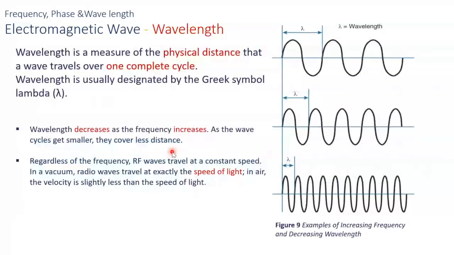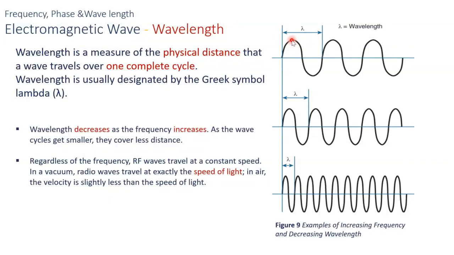So what is wavelength? Wavelength is another important property of electromagnetic wave. So we explained the frequency. Now we need to define the wavelength. The wavelength is a measure of the physical distance that a wave travels over one complete cycle. It is a measure from here to here.